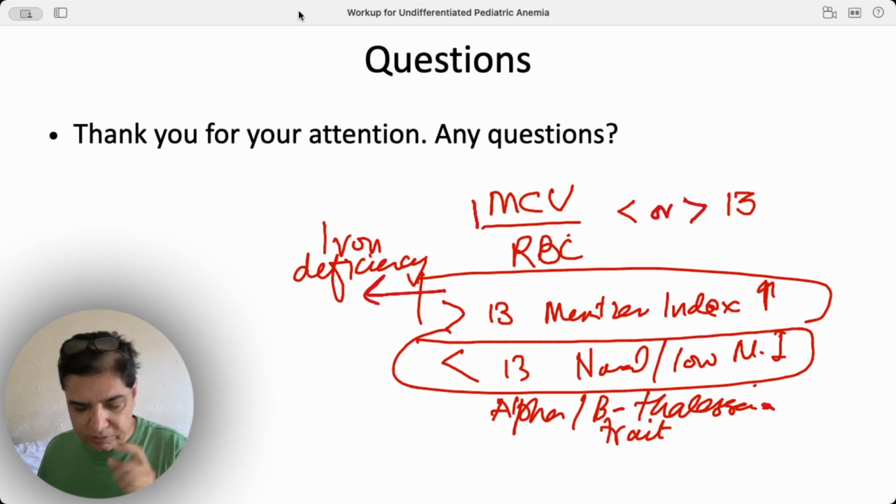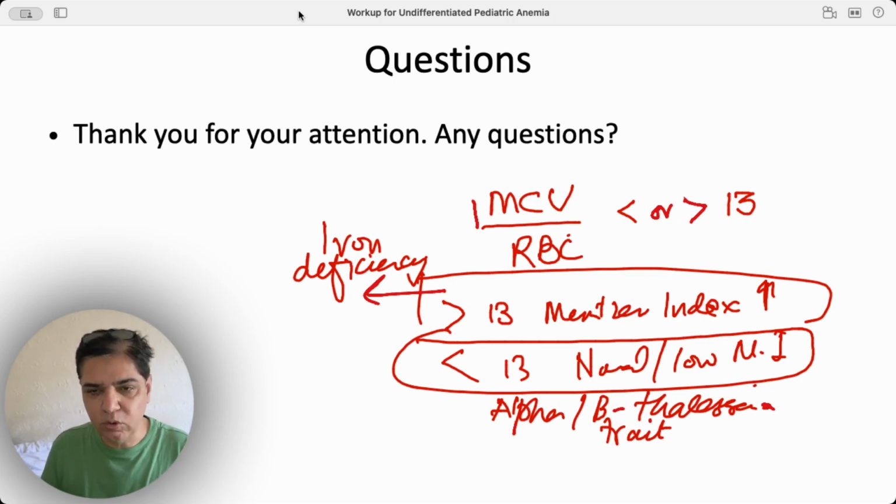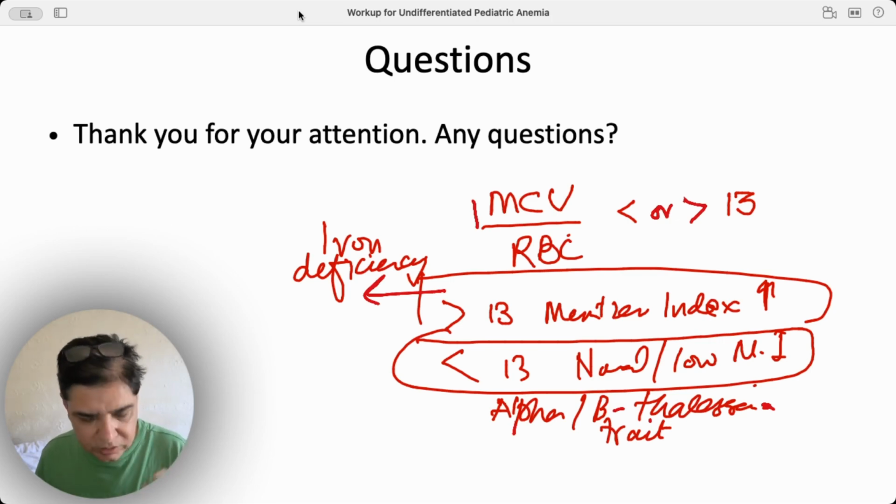Okay. The other thing also, let's say if somebody has got a low Menser index, you're thinking of thalassemia trait, what would be the next test that you do to confirm the diagnosis?